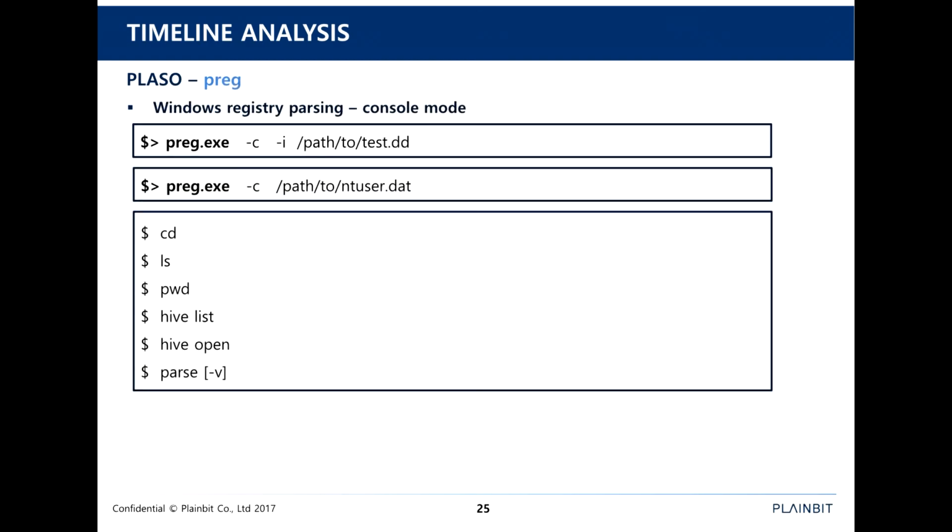Preg tool is a Windows registry analysis tool. The analysis target is the Windows registry file and the image file. The -C option will work in console mode. Console mode is a mode for analyzing the registry like how you would type information at the command prompt. For detailed console mode commands, please refer to the tool's help.